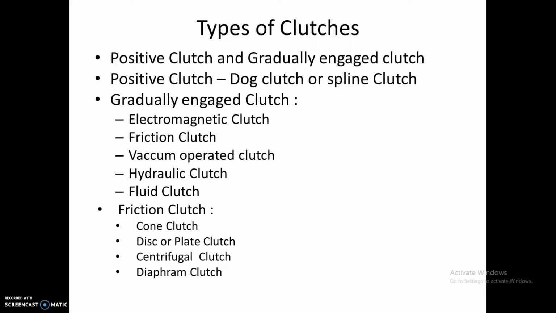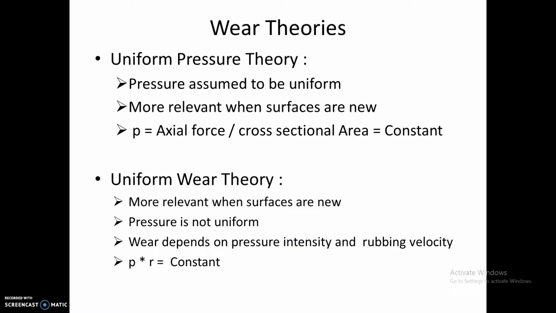Now in your syllabus these friction clutches are included. Friction clutches are classified into mainly four groups. One is cone clutch, the second one is disc or plate clutch, then centrifugal clutch, and diaphragm clutch. Disc and plate clutches, depending upon the number of discs or plates, can be classified once again into two groups, that is single plate clutch and multi plate clutch. So these are the classifications of clutches.